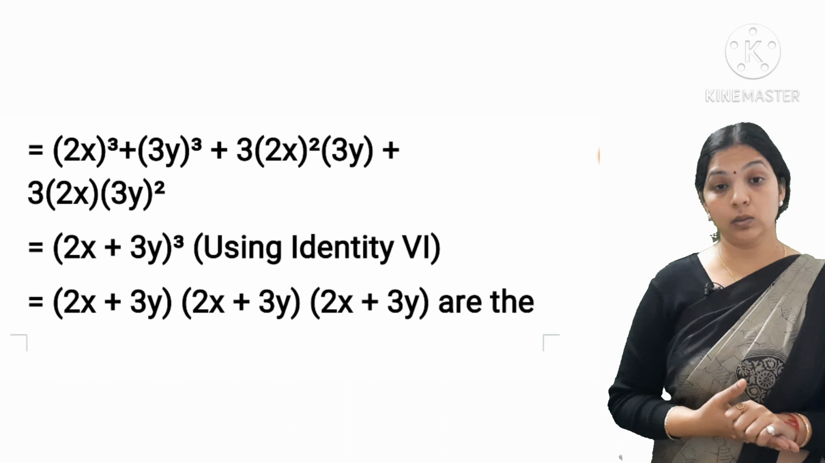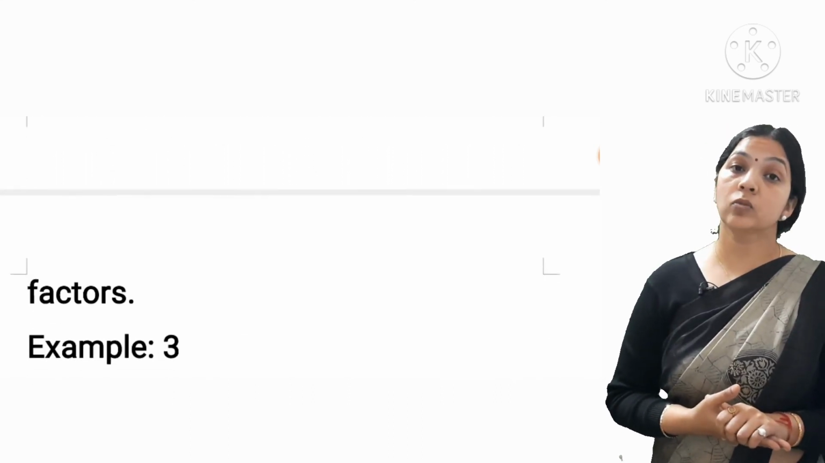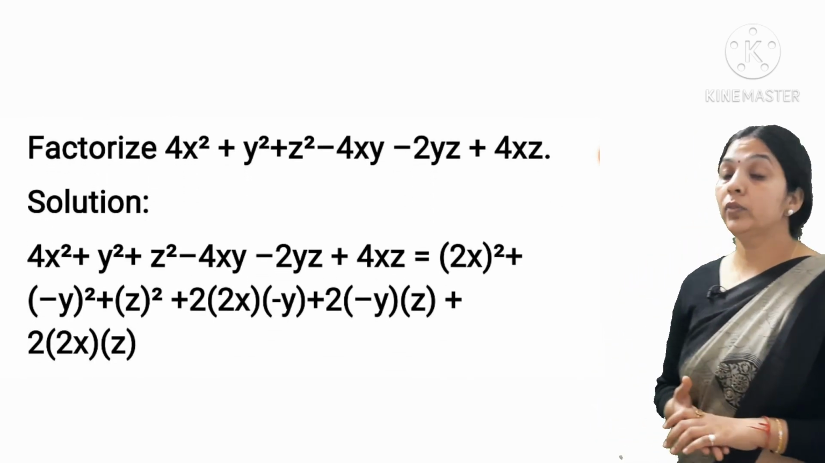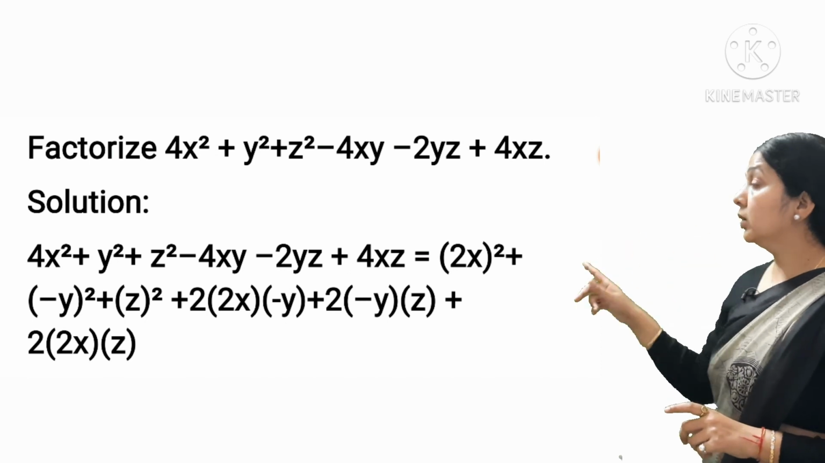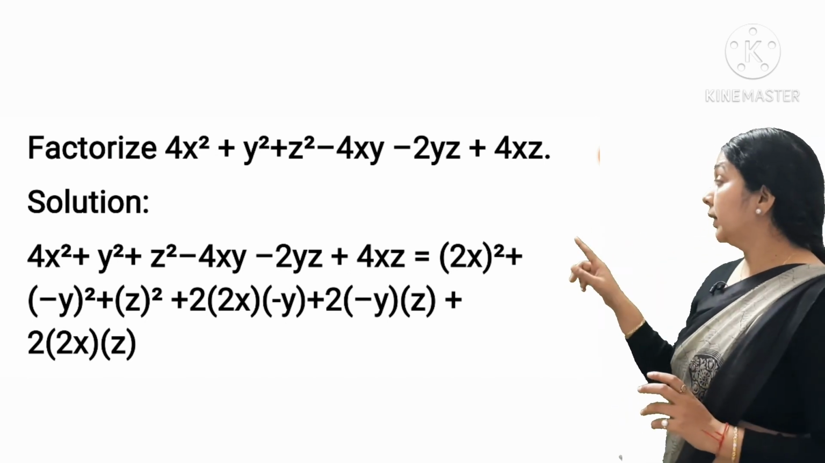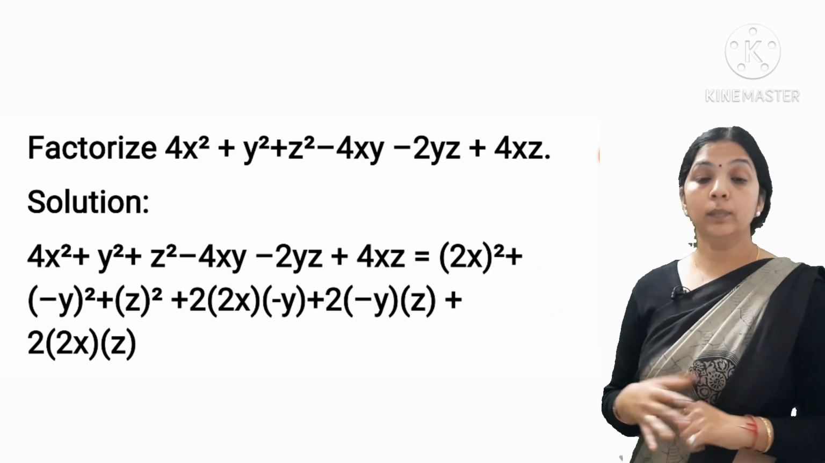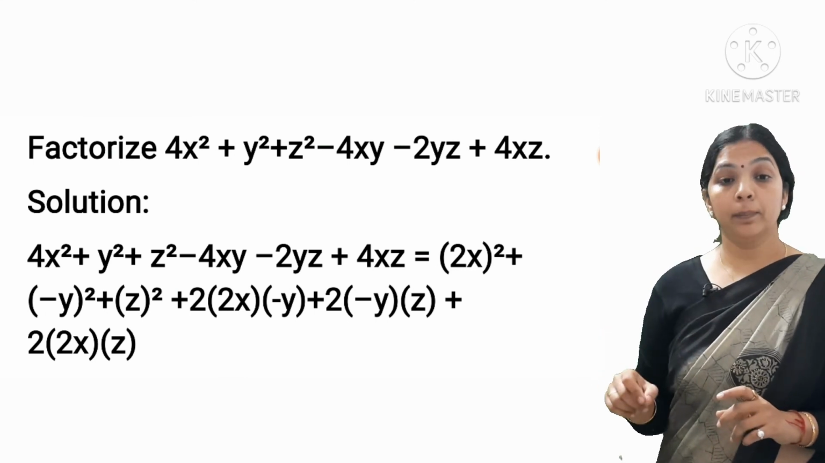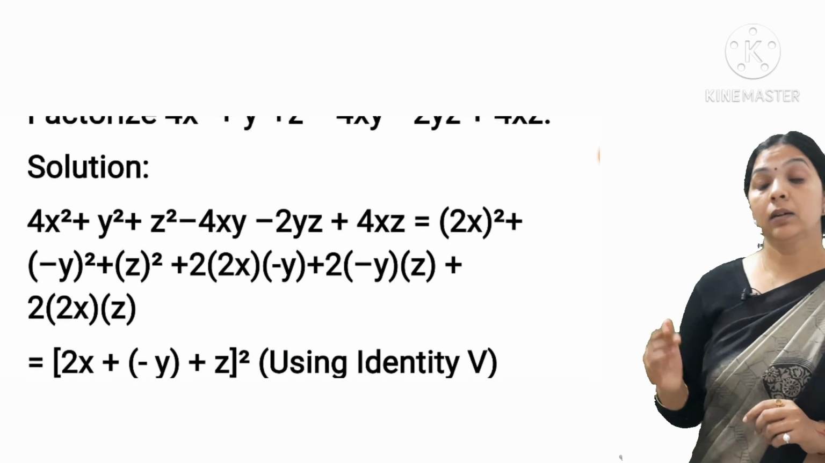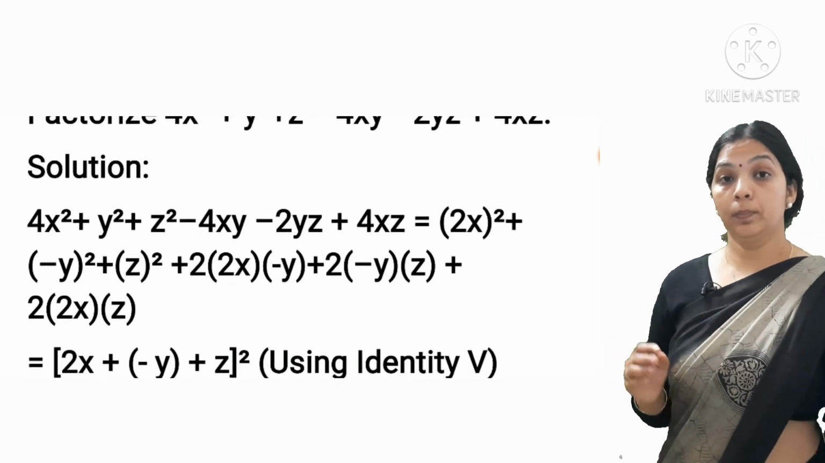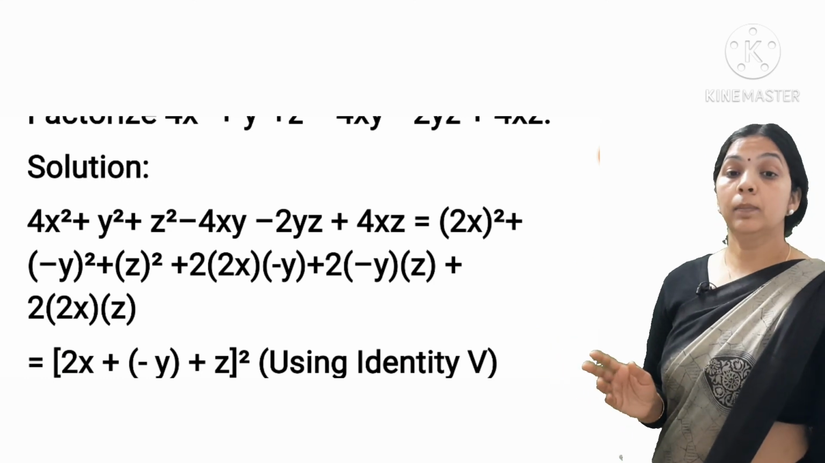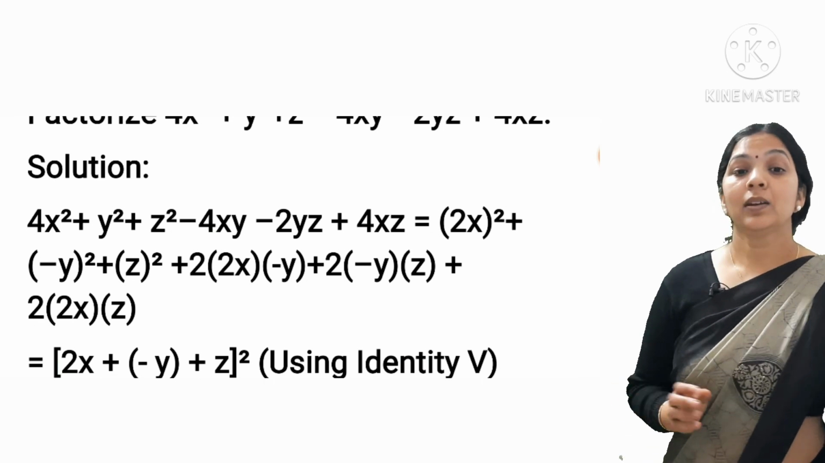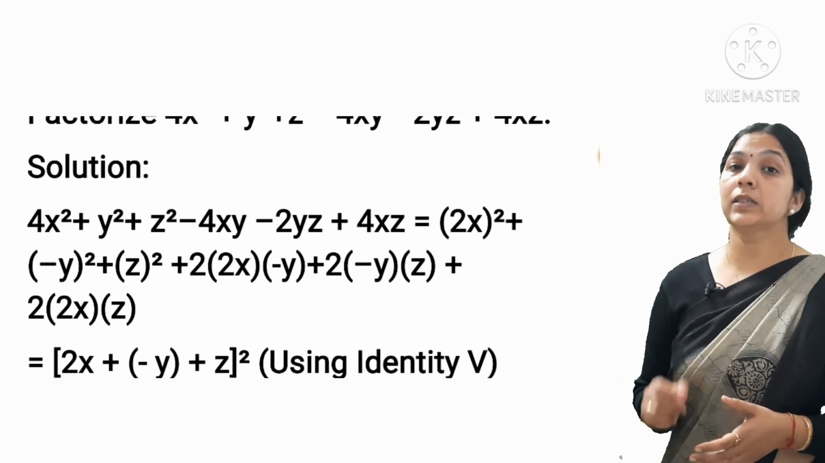Factorize 4x square plus y square plus z square minus 4xy minus 2yz plus 4xz. Now we have to factorize this. Here you can see that we can convert these terms into a whole square. We can write 4x square as 2x whole square, plus minus y square, plus z square, plus 2 into 2x into minus y, plus 2 into minus y into z, plus 2 into 2x into z. So it would result in 2x plus minus y plus z whole square.